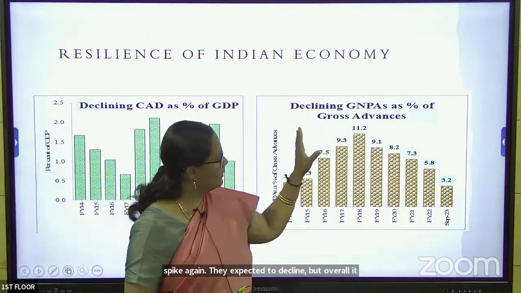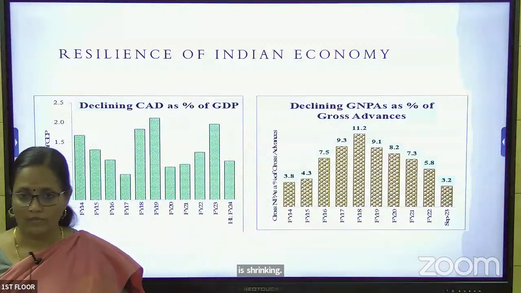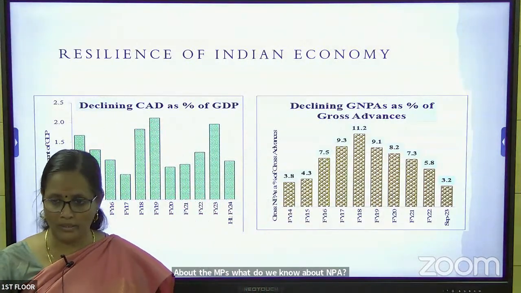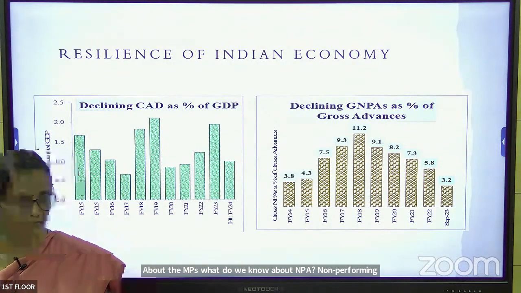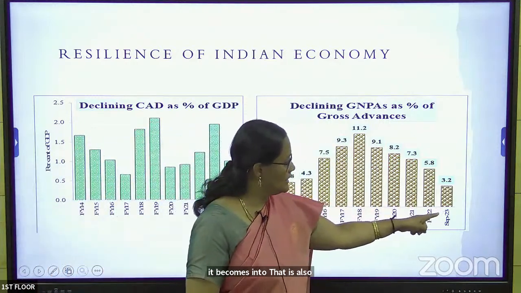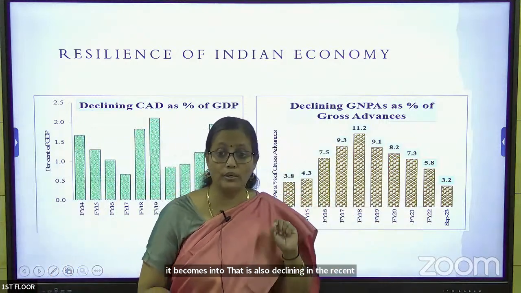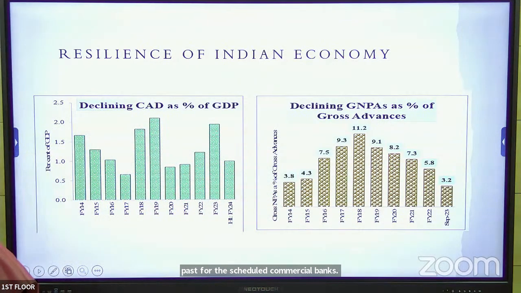This is about the NPAs. What do we know about NPA? Non-performing assets, so bad debts. If we are not repaying any loans, it becomes NPAs. That is also declining in the recent past for the scheduled commercial banks. We are talking about the scheduled commercial banks here.